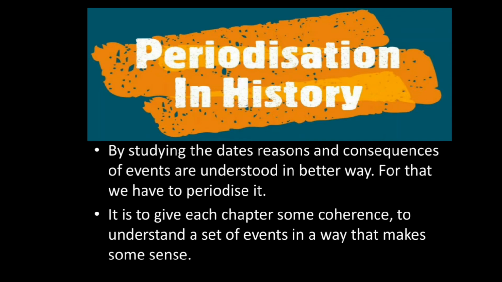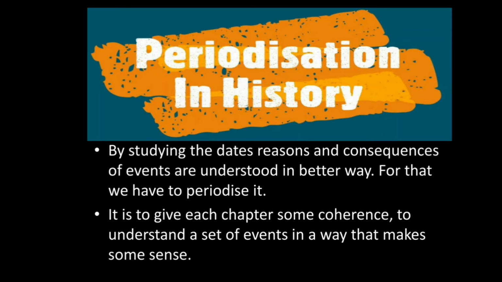And in order to simplify that, we need to periodize the history, because by studying the dates, reasons and consequences, events are understood better that way. Periodize means we have to divide the whole past into groups, from this period to this period, that period to that period, and x period to y period, like that. We have to periodize the past in order to get a clearer view and a clearer understanding.